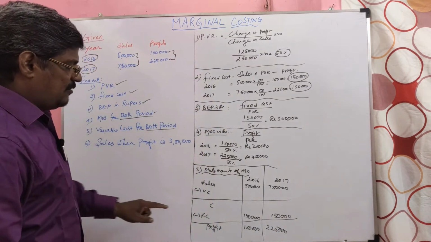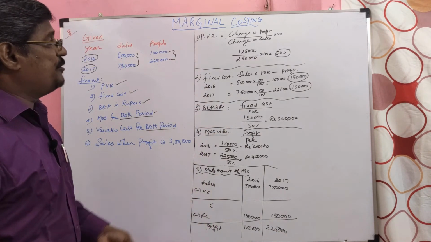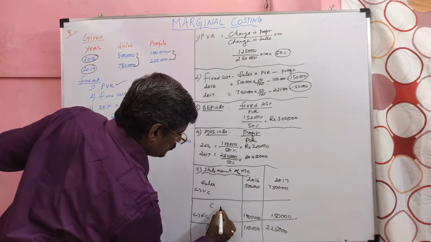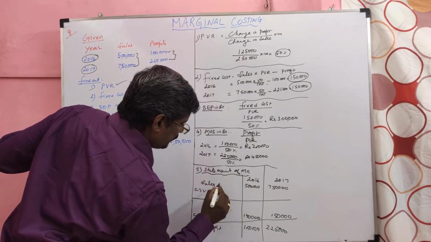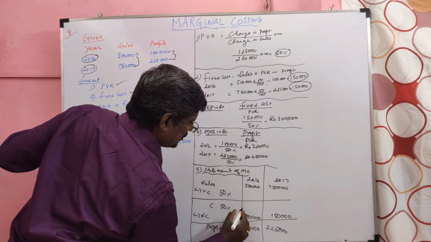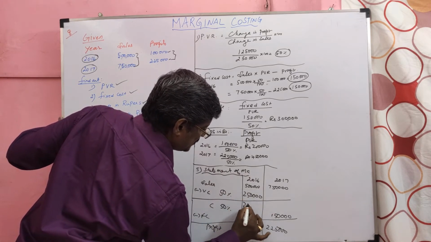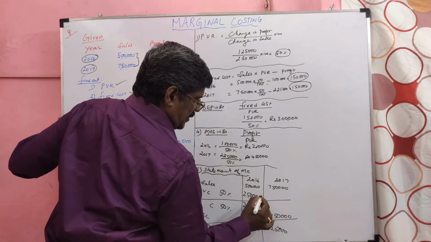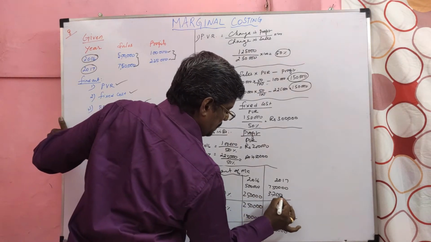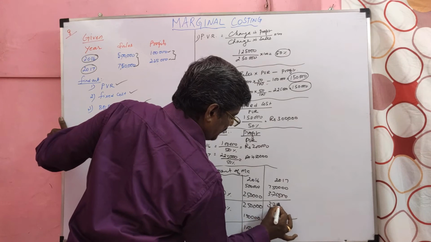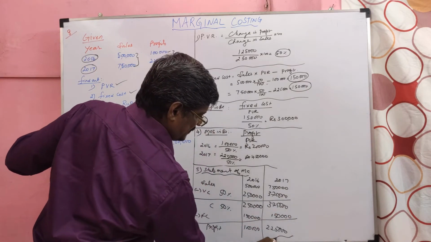Now I am going to calculate contribution. I said many times contribution is nothing but PVR. So here 50%, so variable cost is also 50%. So 2 lakh 50,000. Deduct this. And 3 lakh 75,000. Deduct this, you will get the variable cost.